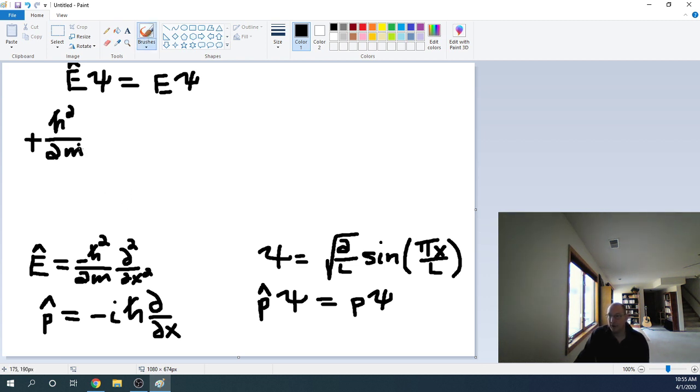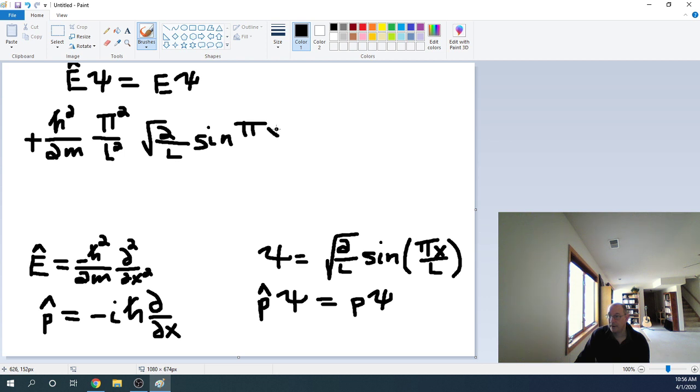So there we go. I've got h bar squared over 2m. Now, remember I had two factors of pi over L, so that's pi squared over L squared. And I still have the square root of 2 over L running around. And remember, after I differentiated it twice, the sine turned into a negative sine, and coupled with that minus sign, it gives me my plus. I get the sine of pi x over L.